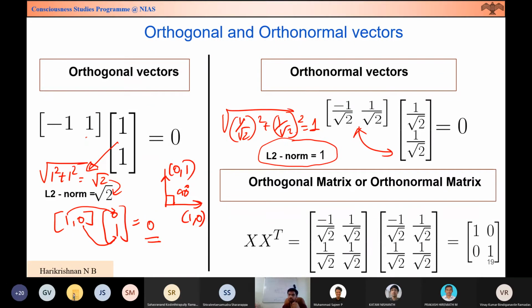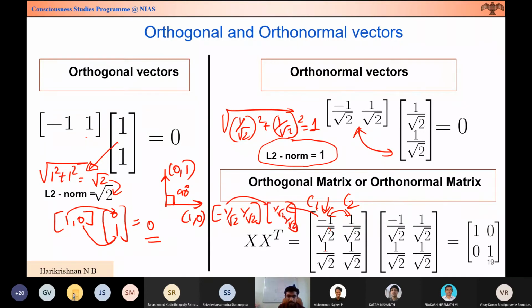Now we have something called an orthogonal matrix or orthonormal matrix. These are matrices where, if you take the columns, column 1 and column 2, they are orthogonal to each other. If you take the dot product between these two columns, you can check that again: minus 1 by root 2, 1 by root 2 times 1 by root 2, 1 by root 2.